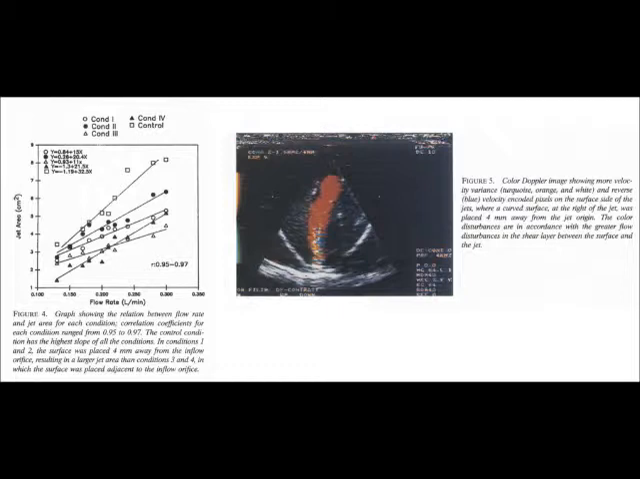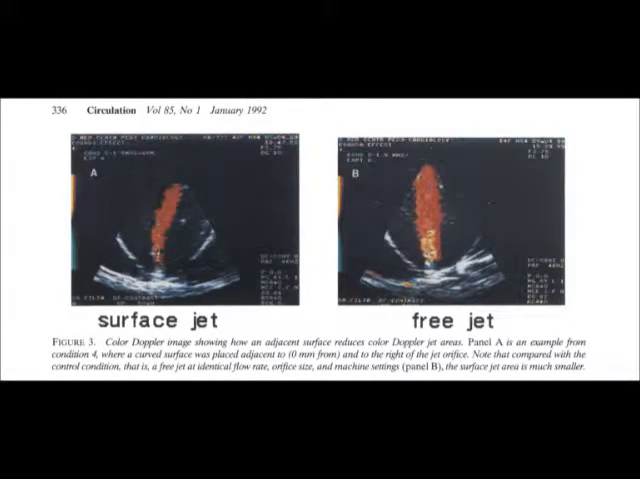Conditions 3 and 4 showed jets with smaller jet areas for the same flow rates than the corresponding conditions 1 and 2. Observations on color encoding demonstrated that the surface jets as a whole had more evidence of velocity variation and variance encoding.